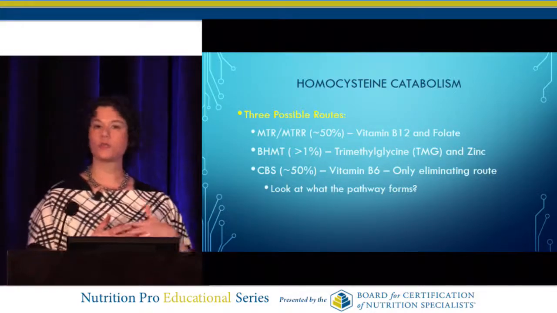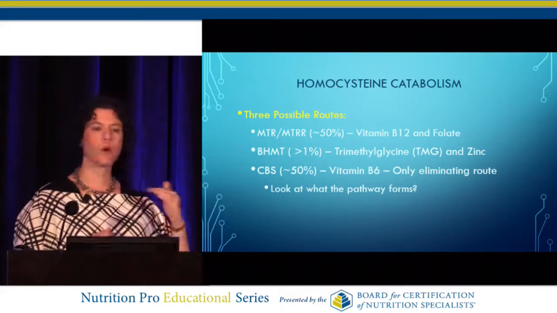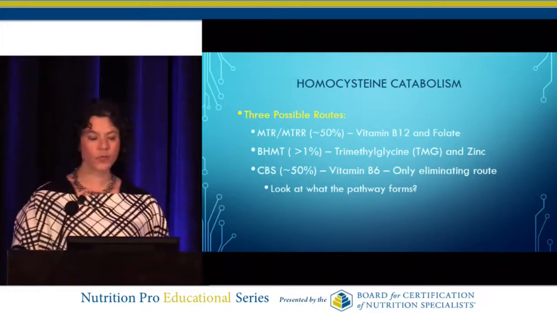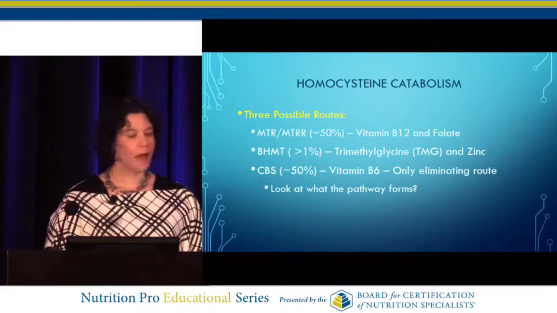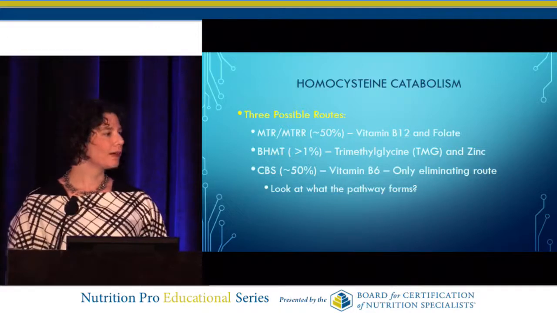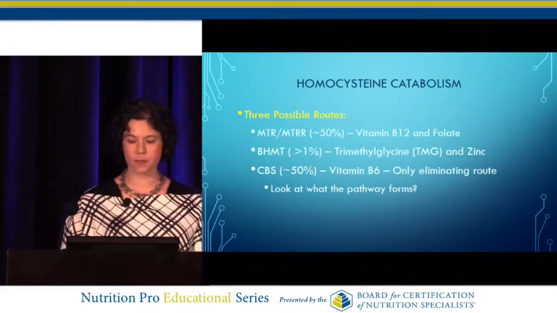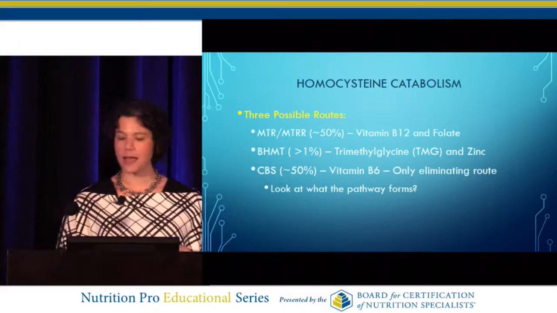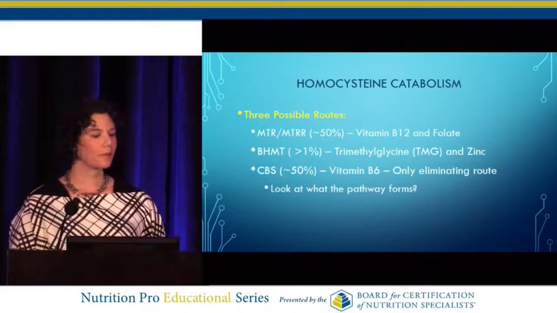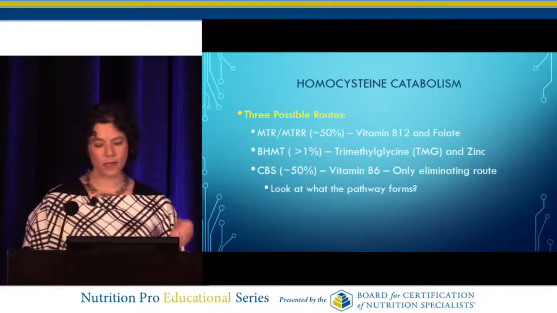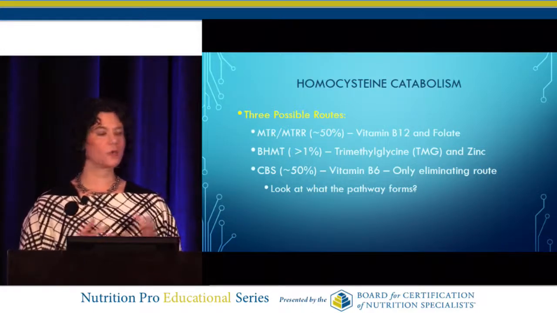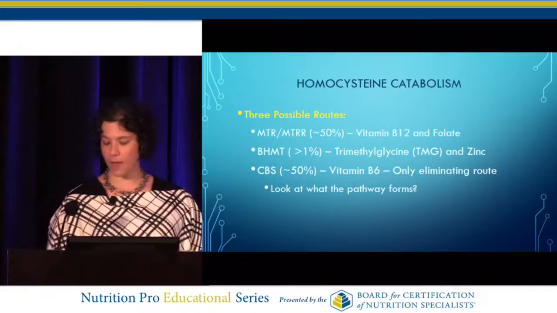What this is going to do is use both B12 and folate to take homocysteine and convert it back to methionine. And then we have our shortcut route, which is BHMT, betaine homocysteine methyltransferase. This is not a particularly frequented route for homocysteine catabolism. It's going to account for maybe 1% or less. Trimethylglycine and zinc are relevant for this particular enzyme. And then finally, we have our only true elimination route, which is cystathionine beta synthase, or CBS. And this is going to require vitamin B6 as its cofactor.